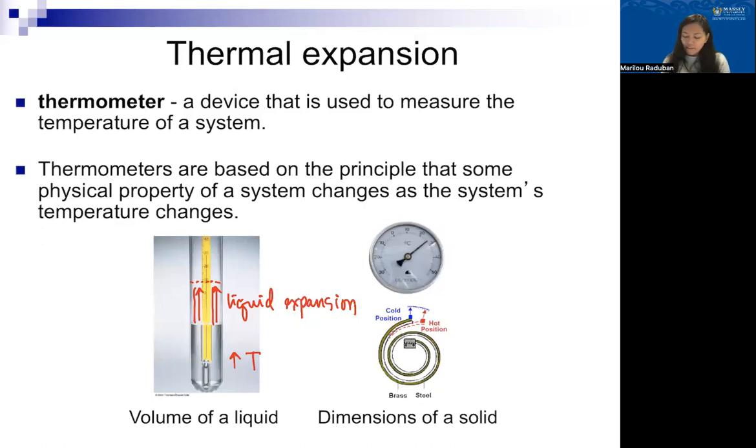And it can be observed by the naked eye. All right, so relating then, let's have a mathematical expression for thermal expansion.